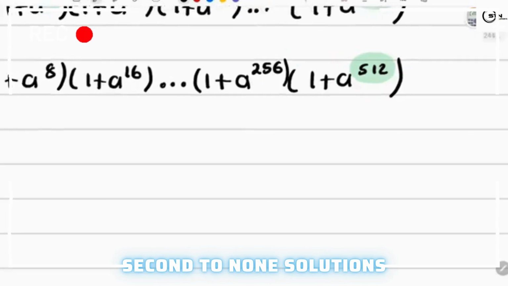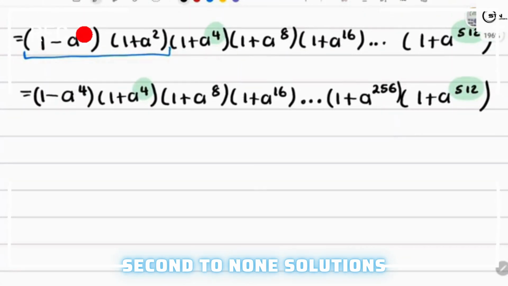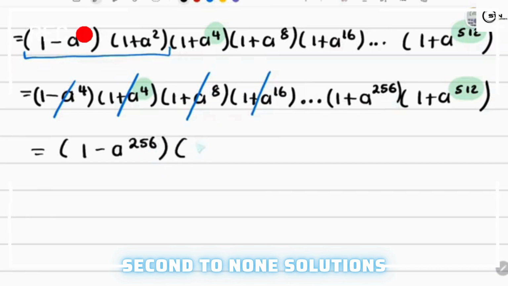Okay. And so again, in a nutshell, what's going to happen is you multiply this one with this one. Then that would become 1 minus A to the power of 8. It would multiply with this one and become 1 minus A to the power of 16. It will multiply with that one, and then it keeps on going. Okay. And then you're going to get to a point where you will literally just have 1 minus A to the power of 256, which would multiply with this 1 plus A to the power of 256. And of course, you still have that 1 plus A to the power of 512.